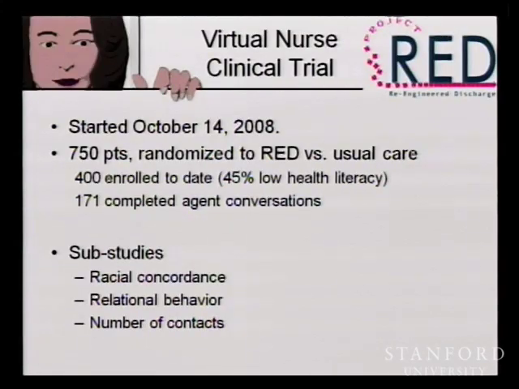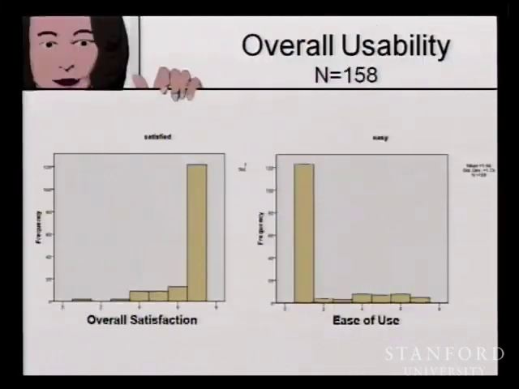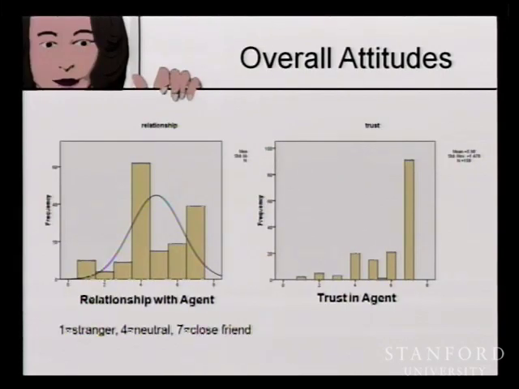Okay. And then finally, this is the clinical trial we have going on with the virtual nurse right now. So we've had about 200 patients now who have been discharged using this nurse. So this is overall level of satisfaction right after the sessions on a 1 to 7 scale, ease of use from very easy to very difficult. So there's no significant differences here based on health literacy.